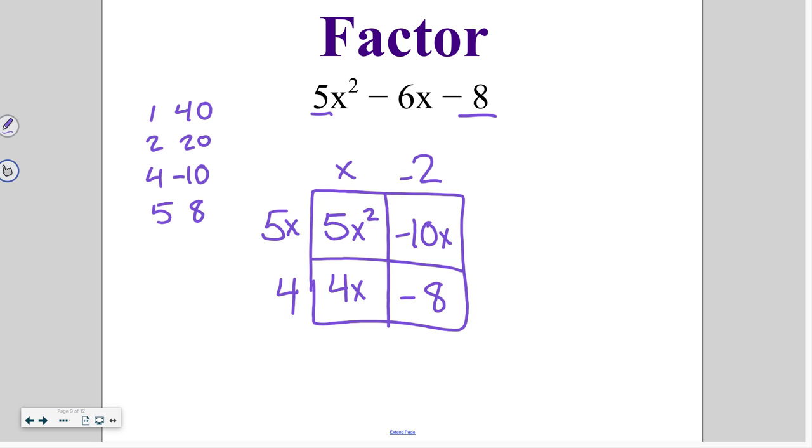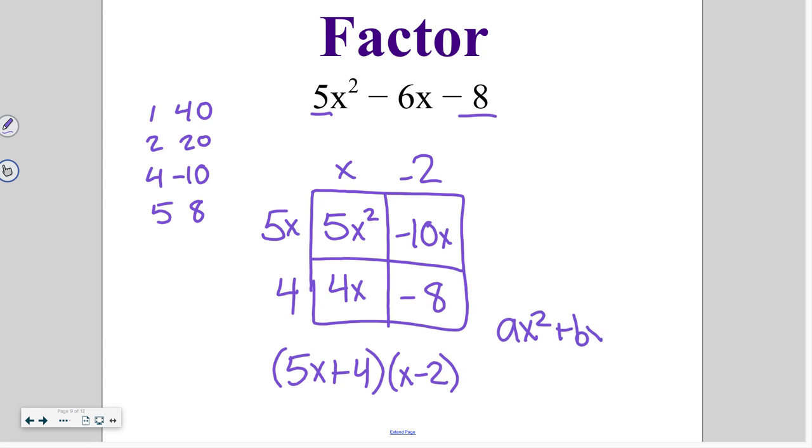5 times -2 is -10x, and 4 times -2 checks out to -8. So our final answer here is 5x plus 4 and x minus 2. And that was using the ax squared plus bx plus c factor technique.